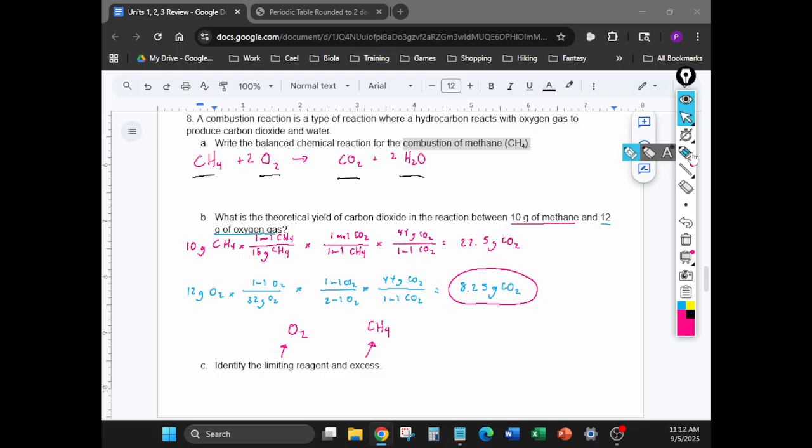Great. All right, part D. I'm not going to scroll down right here, but part D tells you the actual yield of carbon dioxide is 5 grams. So we have to find the percent yield. The percent yield is just a percentage formula. It's going to be 5 grams, the actual yield, divided by the theoretical yield, so 8.25 grams of CO2, and then you multiply that by 100%. You should get about 60.61%. If you round it to 61, that's fine as well. But something around there should be good.